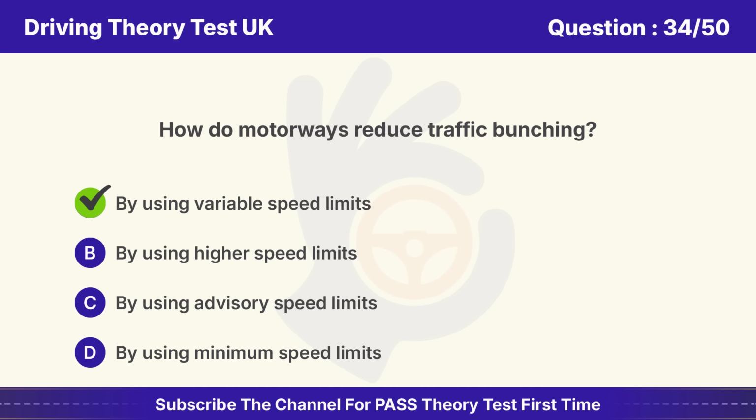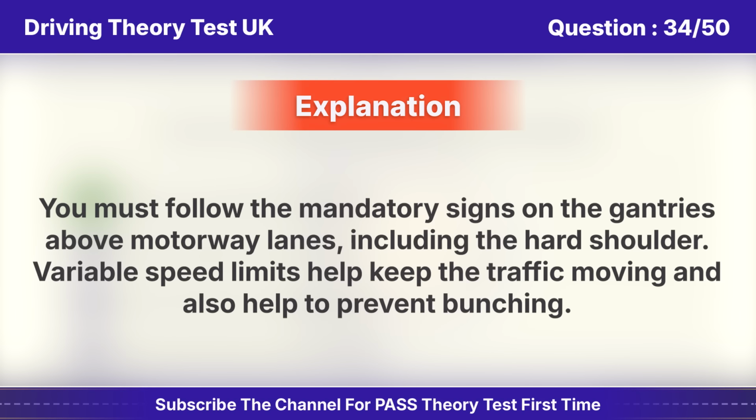Answer is A. By using variable speed limits. You must follow the mandatory signs on the gantries above motorway lanes, including the hard shoulder. Variable speed limits help keep the traffic moving and also help to prevent bunching.